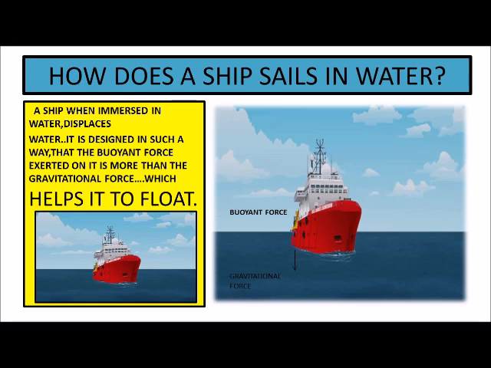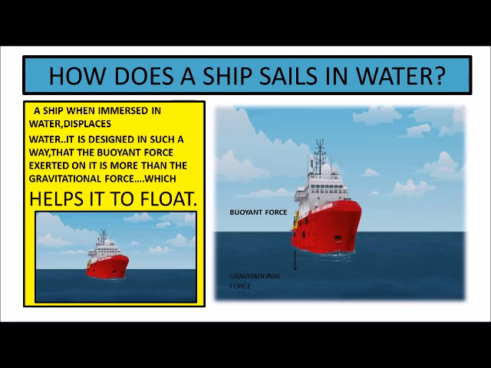Now, what happens then? There are some forces which act on every object. Look at the second big picture. You can see one arrow down and one blue arrow upwards. The downward arrow shows the gravitational force. What is gravitational force? The force which is exerted by Earth on all the objects. Everything will fall towards the Earth because of the gravitational force. The same force exerts on this ship or any object which is immersed in water.